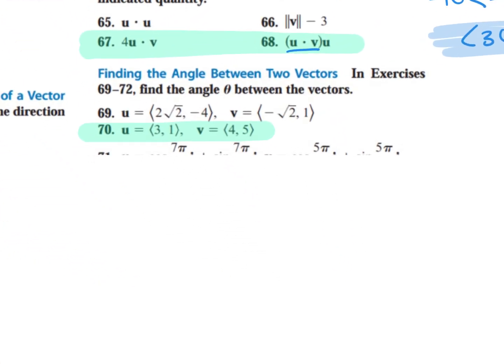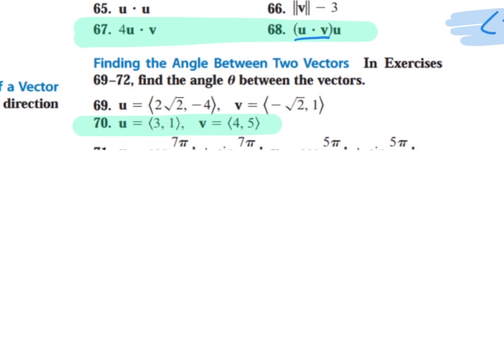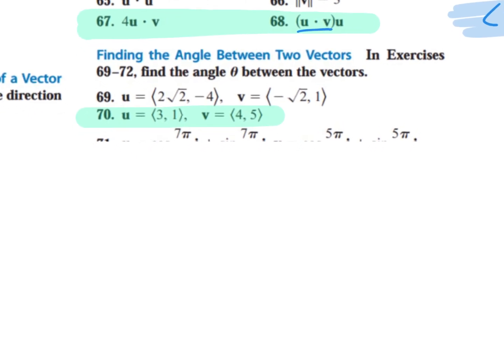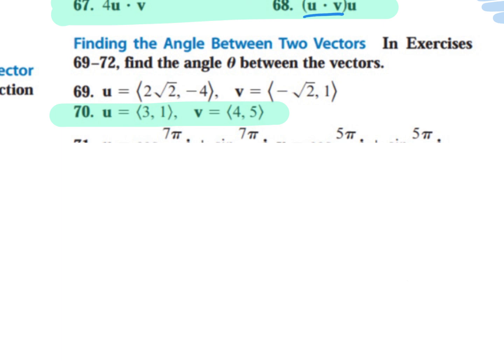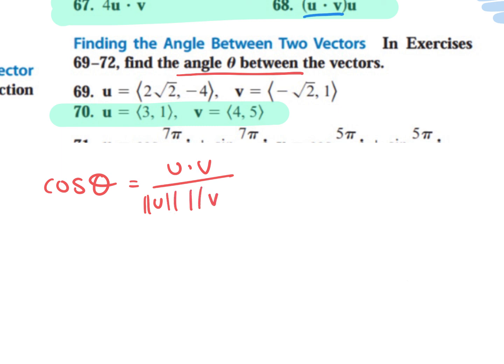Let's do number 70. This will be the last one for today. So here we have to find the angle theta between the vectors. So this is another one of our formulas. So our formula for the angle between the vectors is cosine theta is equal to the dot product, so U dot V over the magnitude of U times the magnitude of V.